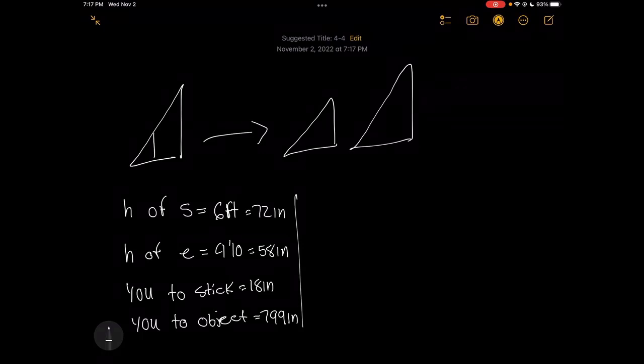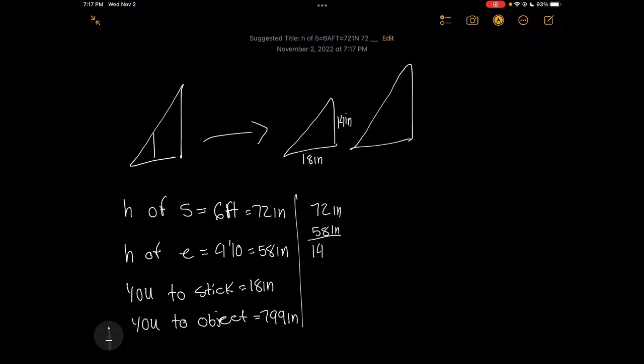Now how would you do that? Now the smaller triangle is from U to the stick, and you would take 18, which is U to the stick, and that's 18 inches in distance. And you would take the height of the I, which is 58, and you subtract that from the height of the stick, which is 72, and that gives you 14, which gives you the height of the smaller triangle.